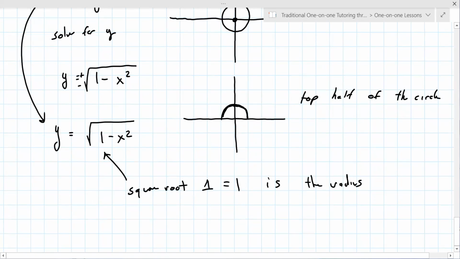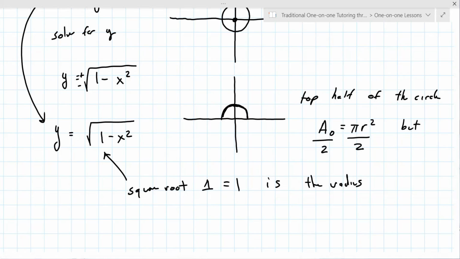So the number, the first number, yes. But it has to be in this form. It can't be in a different form than this for the time being. Okay, so the area of a circle, as you know, is pi r squared. But we're not doing a circle, we're doing just the top half, so you have to always cut it in half. So pi times 1, so it's 1 pi divided by 2. Yes.